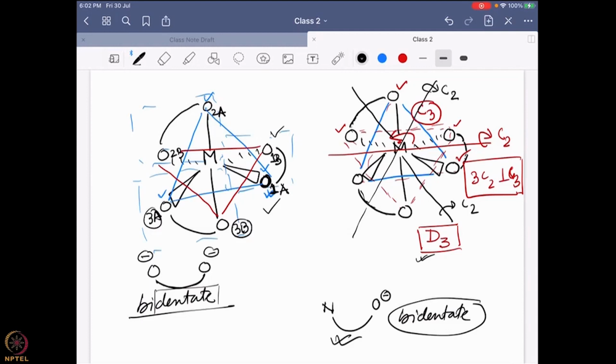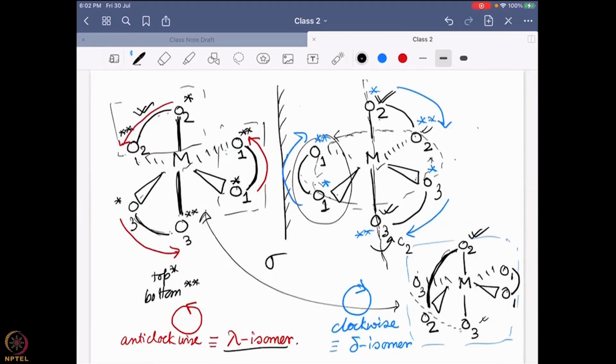So be very careful when you look at this kind of multidentate inorganic molecule that is optically active. Be careful about which point group it belongs to and how to find its nomenclature, delta or lambda isomer. Okay, so any question till this time? Does anyone have any question?